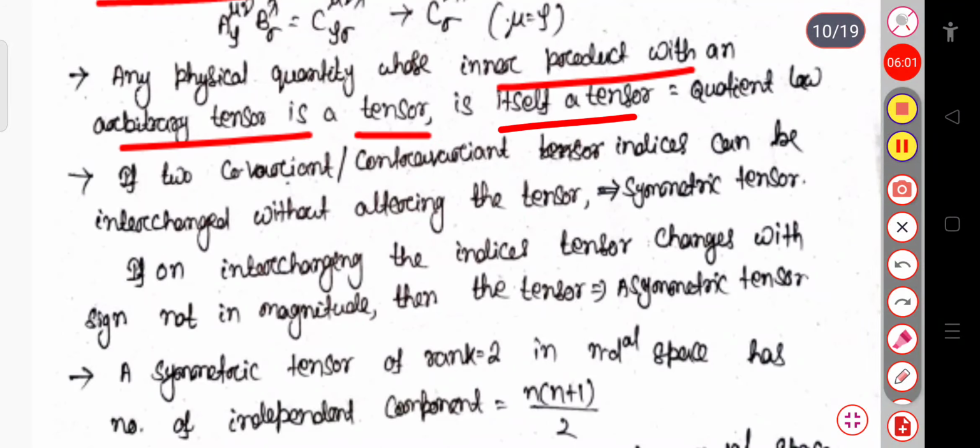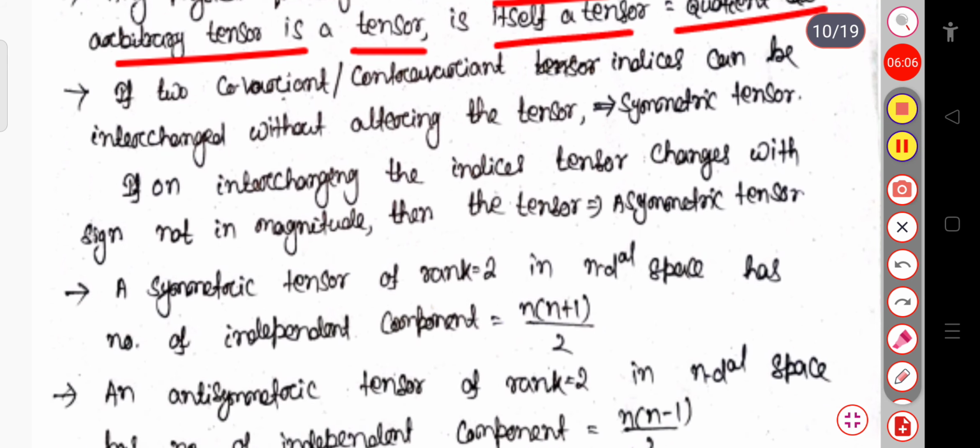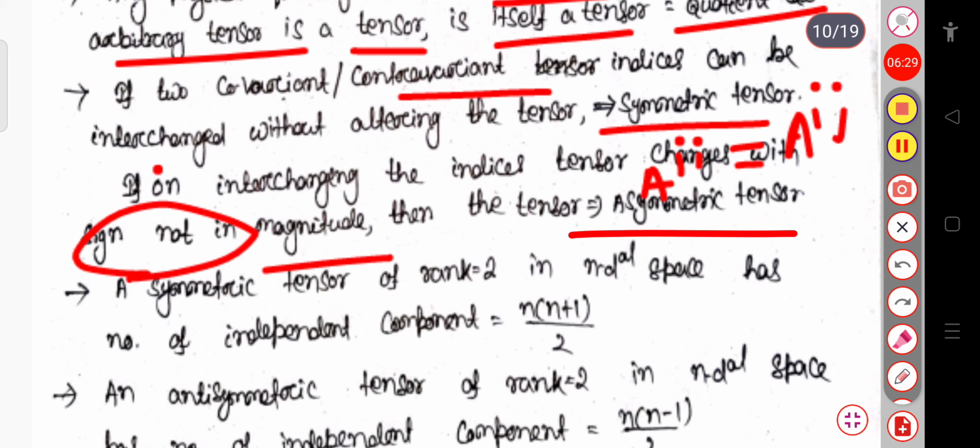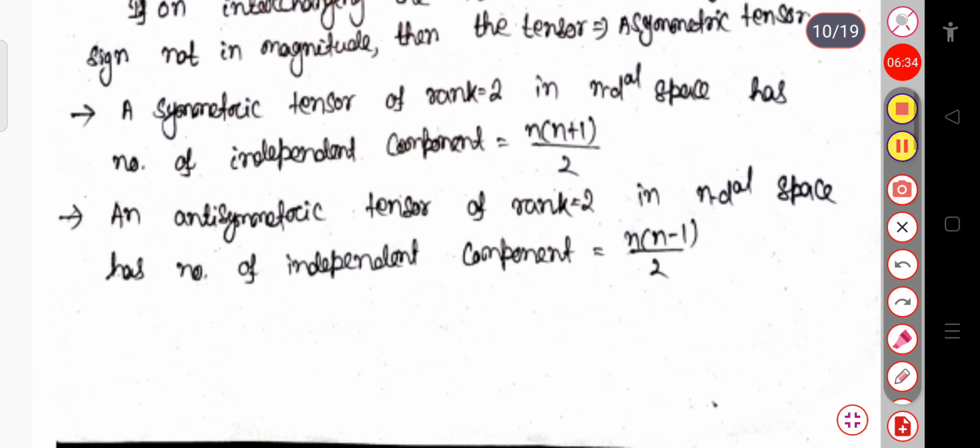Then the next, any physical quantity whose inner product with an arbitrary tensor is a tensor is itself a tensor, that is called the quotient law. The next is, if two covariant or contravariant tensor indices can be interchanged without altering the tensor, that is called the symmetric tensor. It means if it is Aij, then it is also equal to Aji, then it is called the symmetric tensor. But if there is a change in sign but the magnitude remains the same, then that is called an antisymmetric tensor. And this one is important.